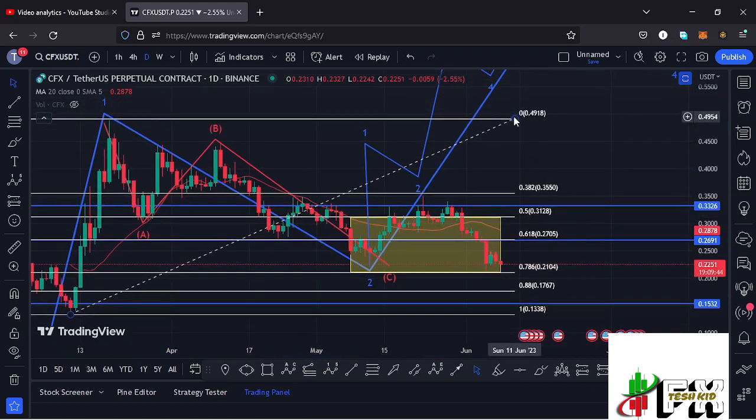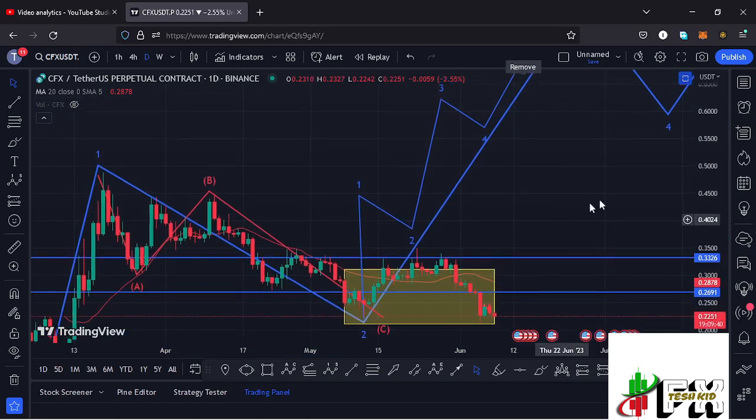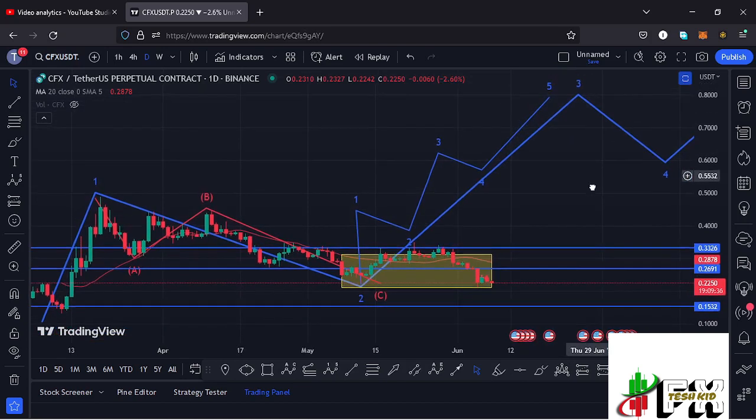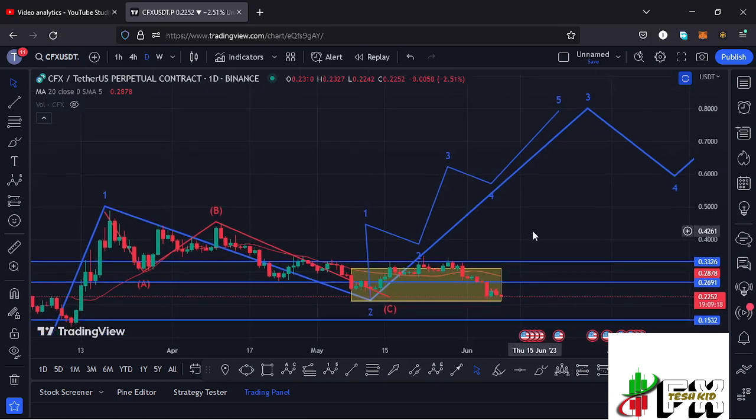Since we have fully maximized that target area, we can expect to see our reversal and the start of an impulse in the formation of wave 3 to the upper side, where I will also be tracking a 5 wave move to the upside to fully maximize our minimum target areas in the formation of wave 3. So that is what I'm expecting here on the CFX chart.